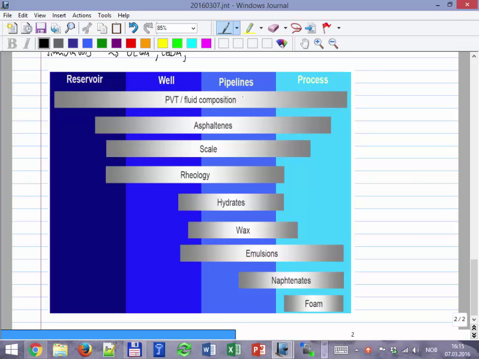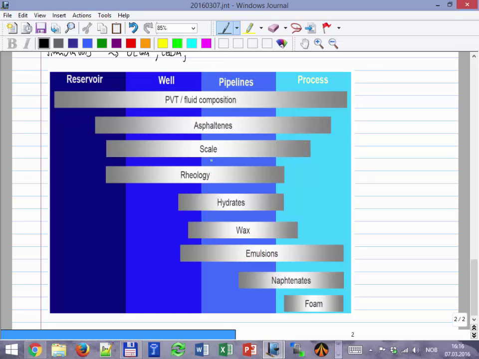This PVT fluid composition is what I was saying. Sometimes you get condensation, you get evaporation. These are defined particularly by the PVT and the fluid composition. And you see here the range, from reservoir, well, pipelines, and process. Then you have asphaltenes, which are special heavy components that precipitate in a solid form. I will show a picture later. Scale is due to water with solids, with minerals, with brine that attach to the walls.